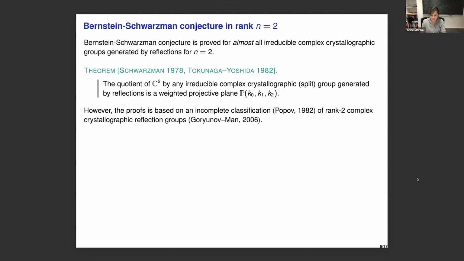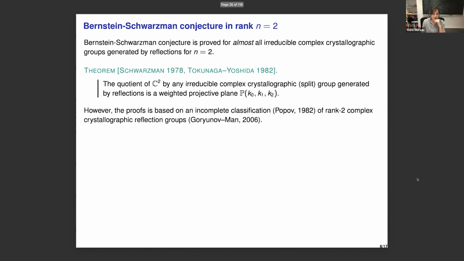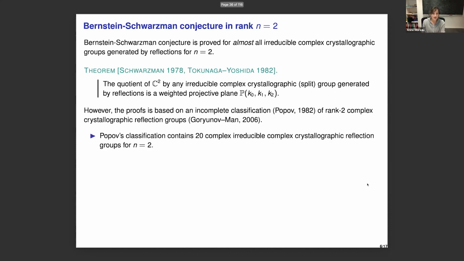So let me explain a little bit. So the problem is that there are several problems. So first of all, they consider only split groups, and some crystallographic groups in Popov classification are non-split. And second problem, unfortunately, the Popov classification is incomplete. And so it missed some groups in this theorem. So this was pointed out by Goryunov and Mann more recently. So in fact, Popov classification contains precisely 20 complex irreducible crystallographic reflection groups for n is equal to 2.